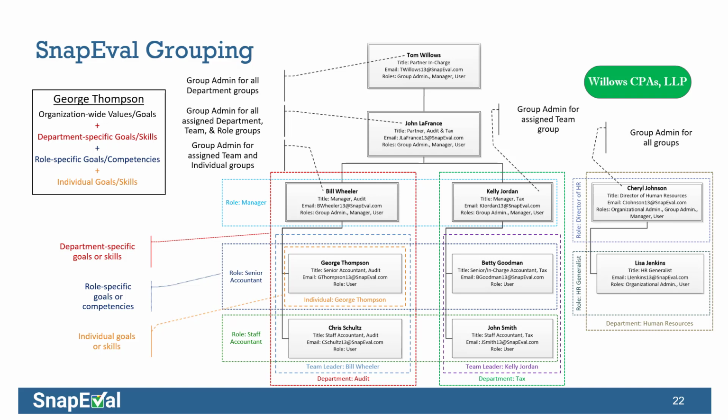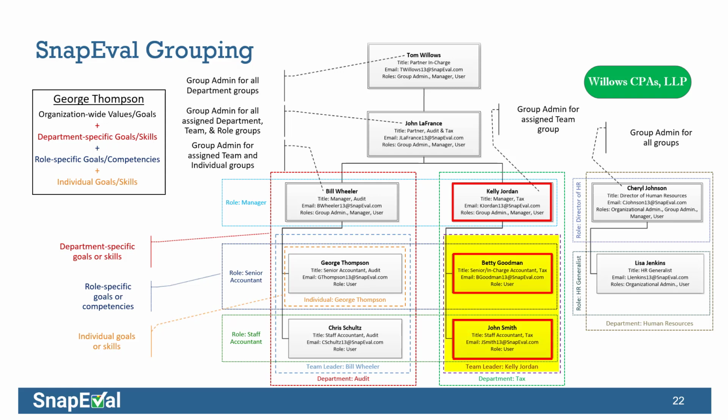I'll also point out, because again, I think it's really important here, if we look at Kelly Jordan, for example, she has Betty Goodman and John Smith that report to her, and how that's set up is generally through that organizational hierarchy org chart we looked at before. So we would have dragged the Betty Goodman node and the John Smith node over the Kelly Jordan node to make them reports or subordinates to Kelly Jordan.